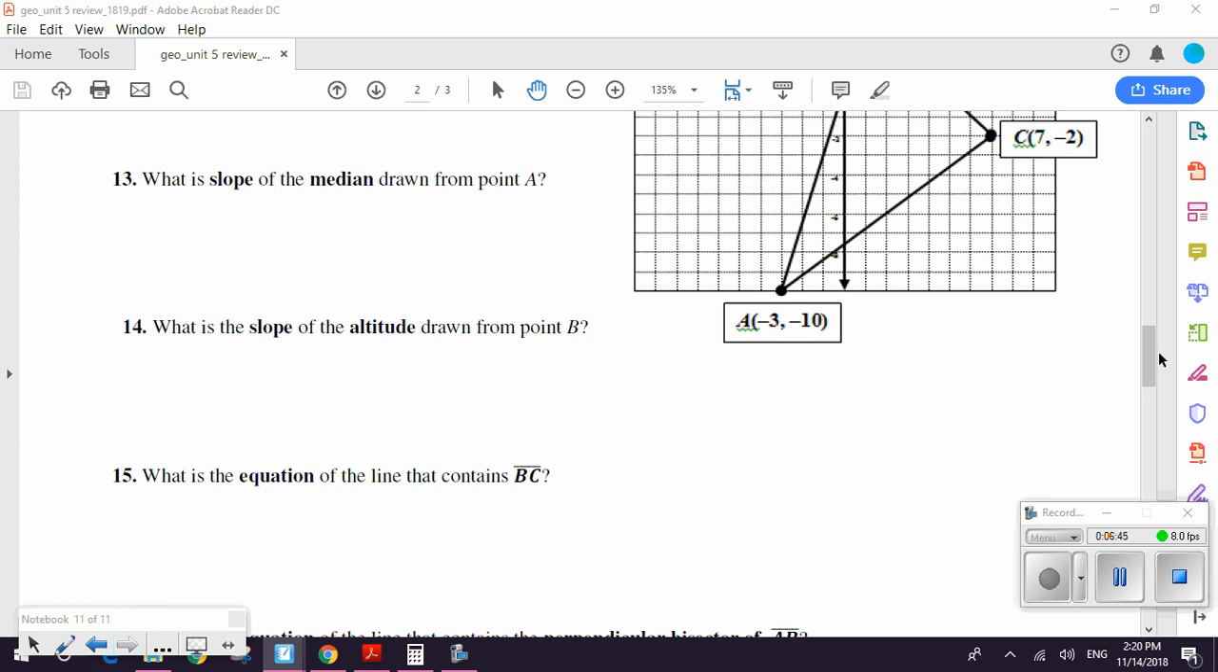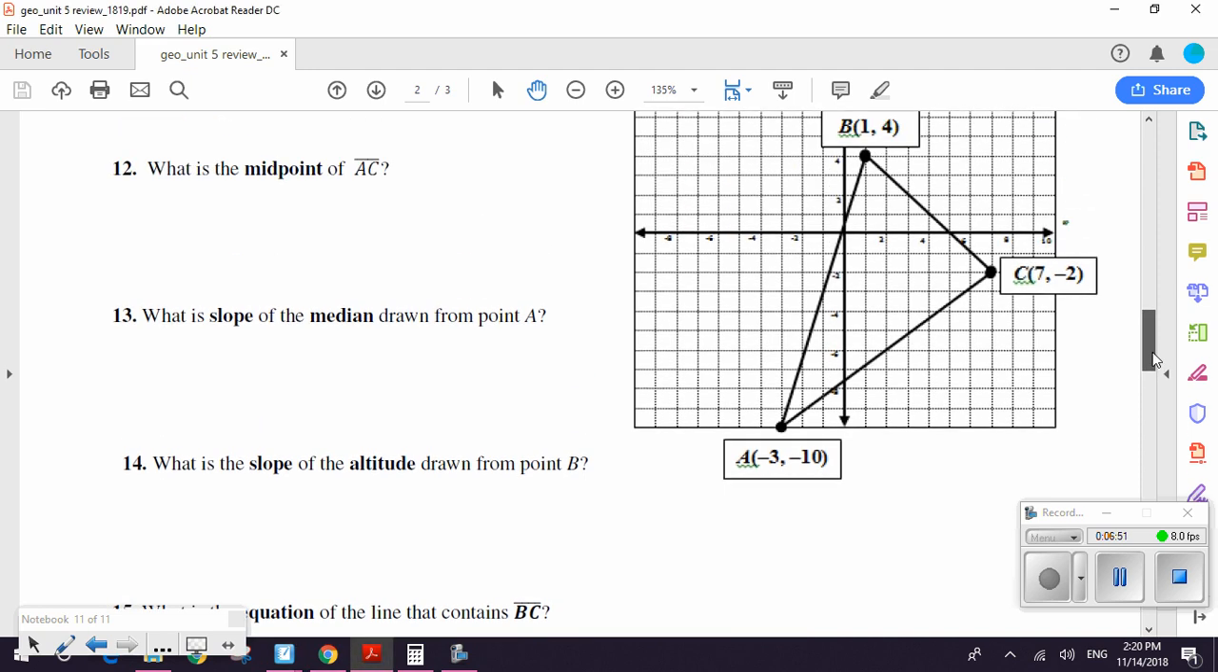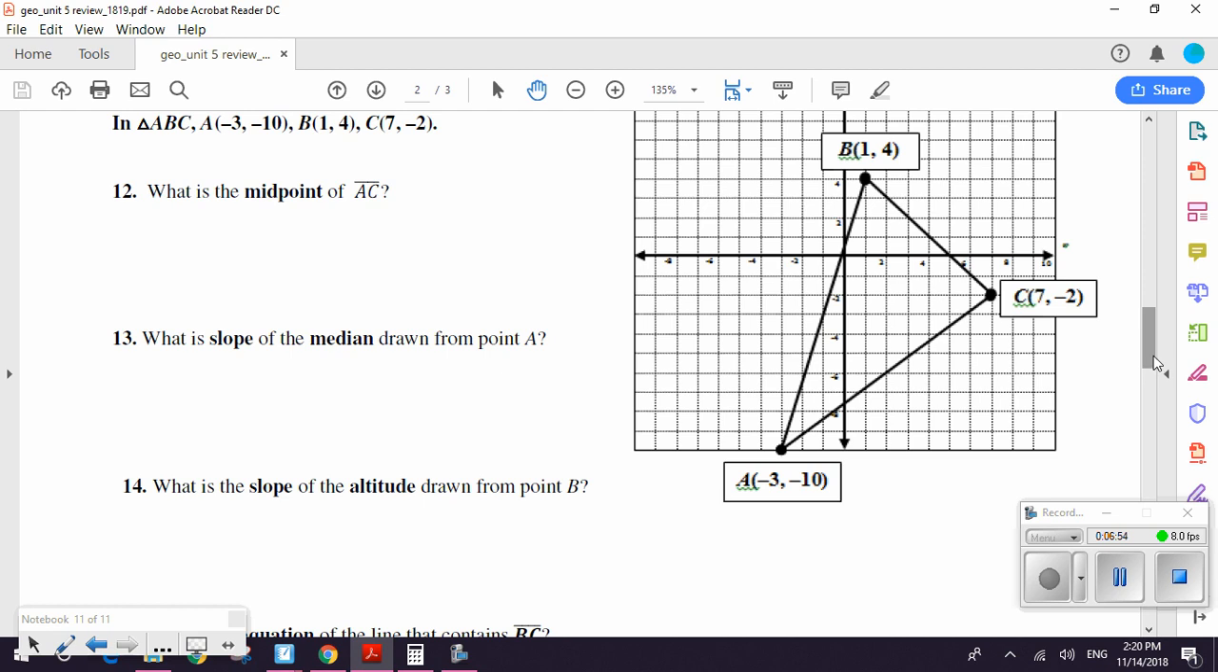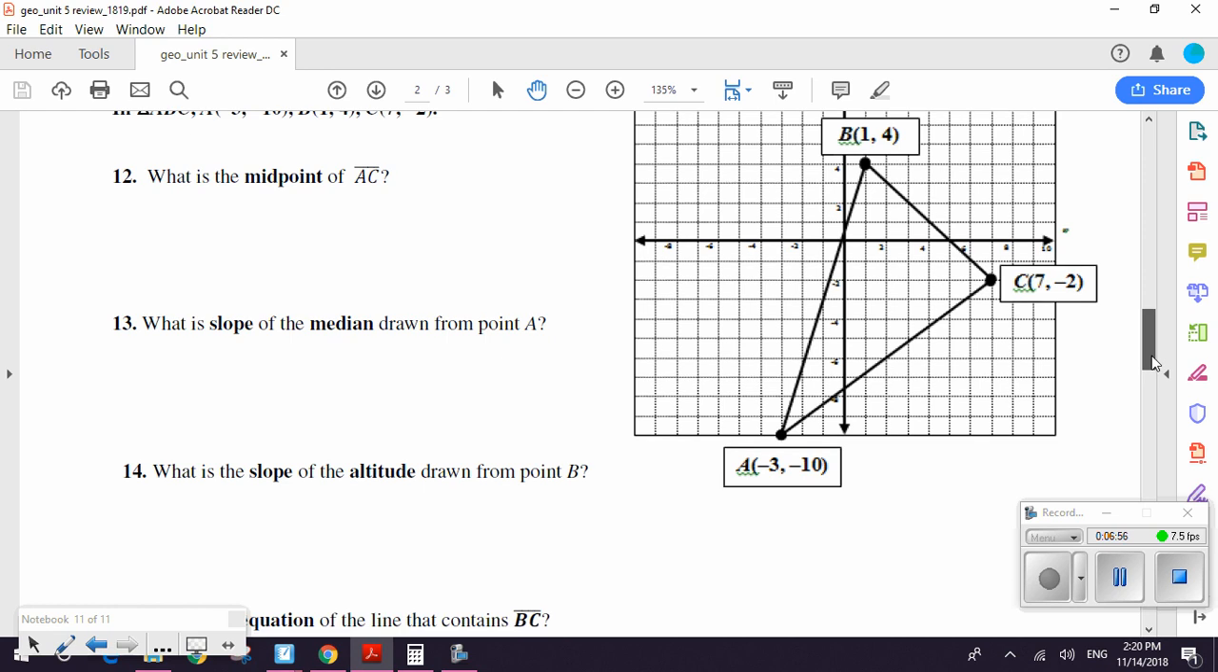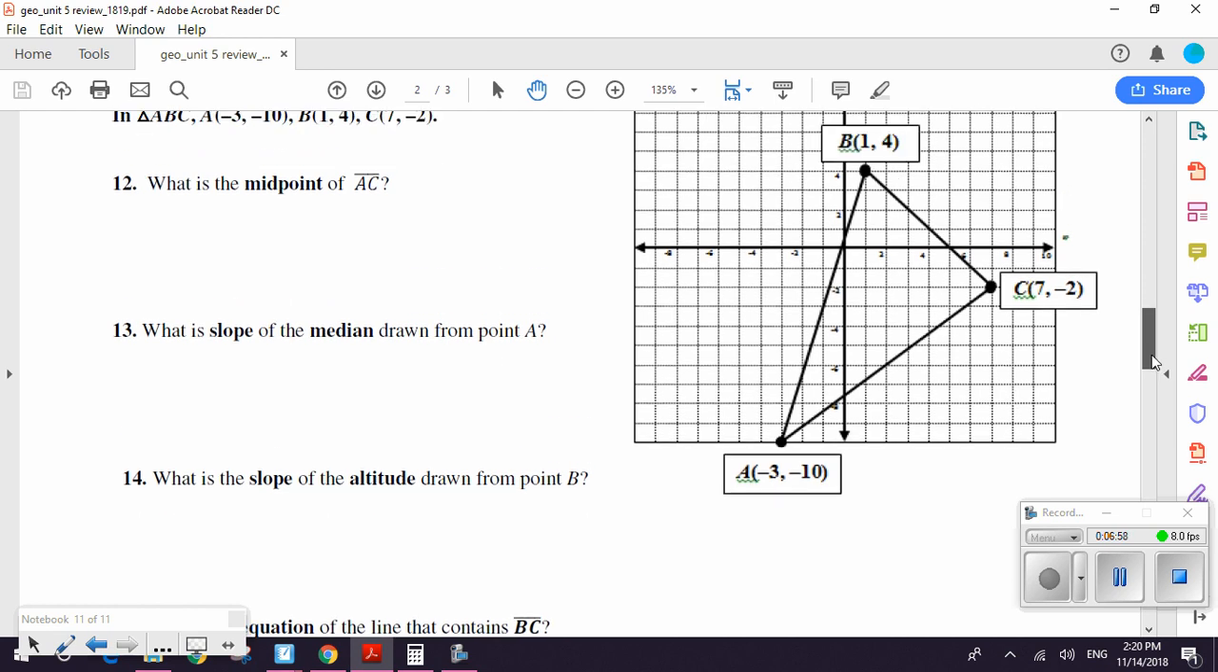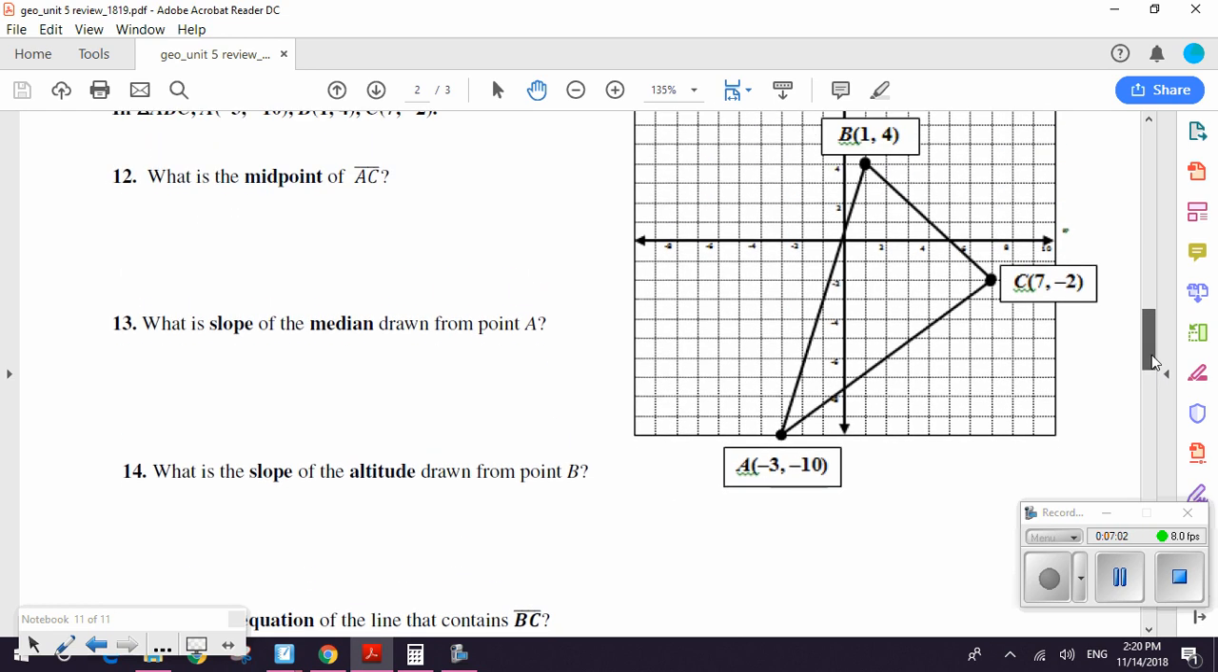Number 13 would like us to write an equation. So we're going to write the equation of a line that contains BC. To write an equation, we need a slope and we need a y-intercept, or at least another point. We have 2 points, so we need to find the slope first, and then we can find the y-intercept to write our equation.